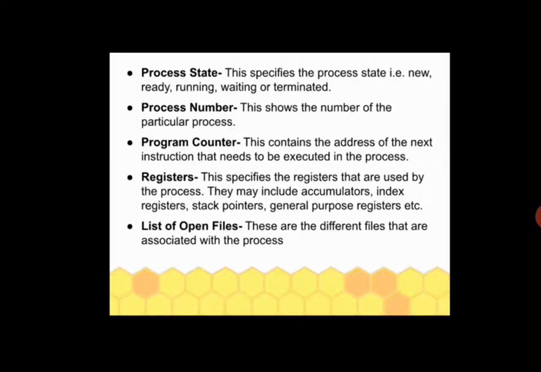Next it is the PC or program counter. This contains the address of the next instruction that needs to be executed in the process. So the work of the PC is to store the next instruction; it's a kind of pointer, pointing to the next instruction which is being run or which has to be executed. That is the meaning.